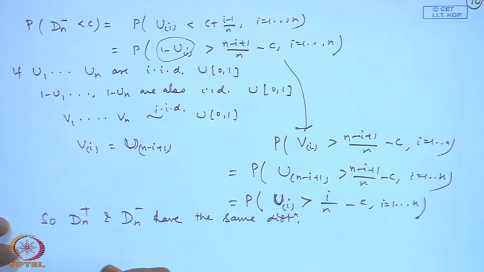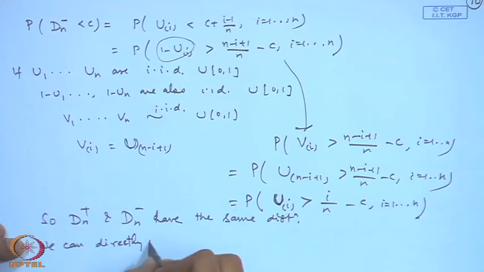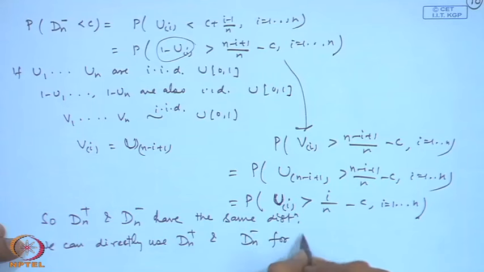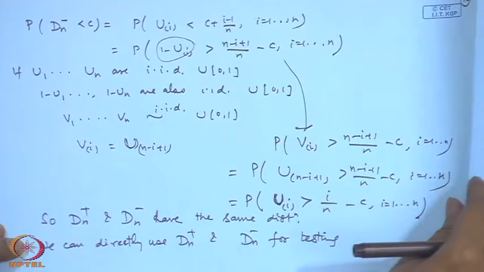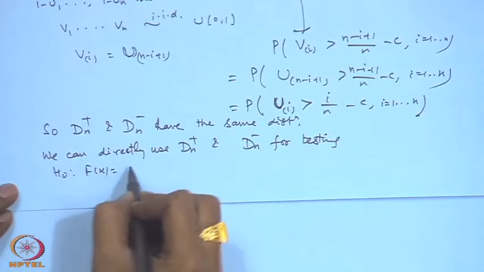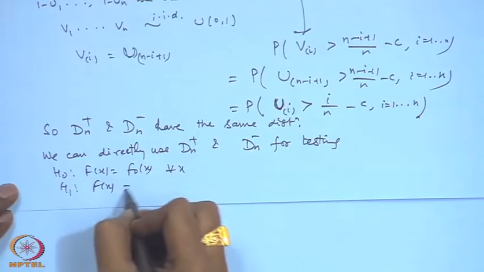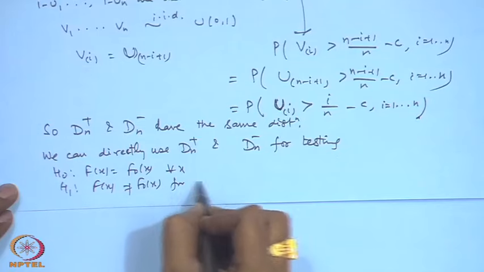So one can directly use d_n^+ and d_n^- also for the testing problem. We can directly use d_n^+ and d_n^- for testing H_0: F(x) equal to F_0(x) against H_1: F(x) not equal to F_0(x) for some x.